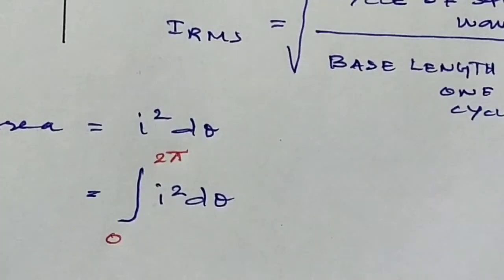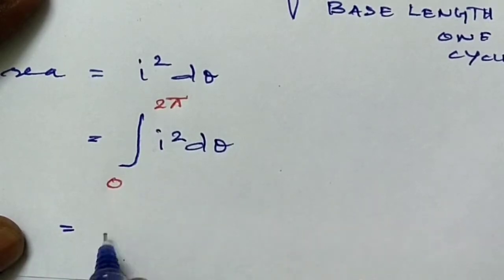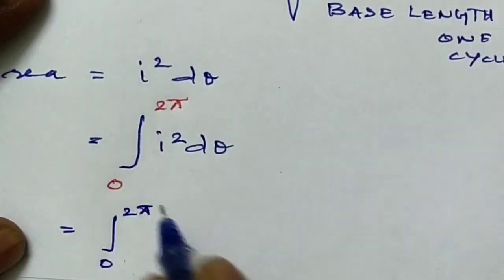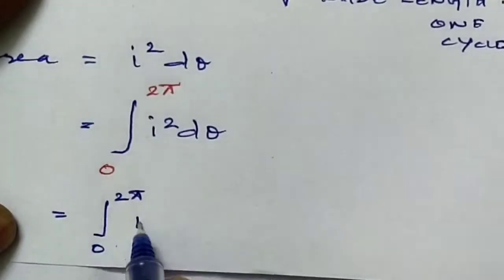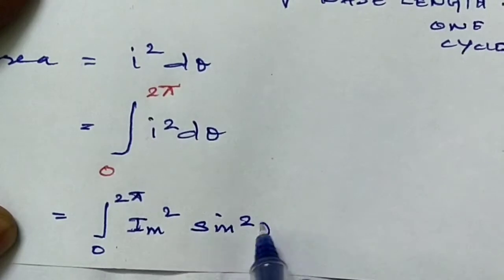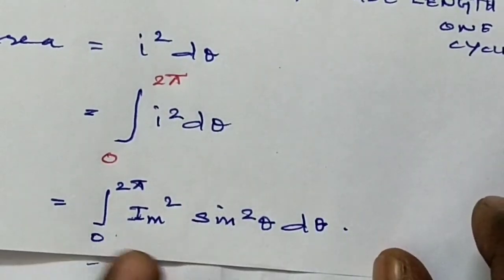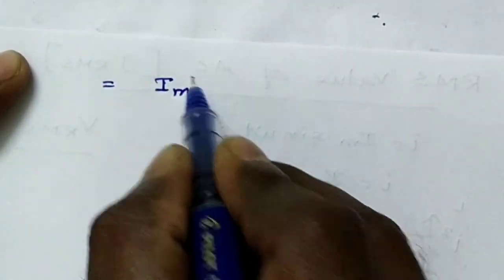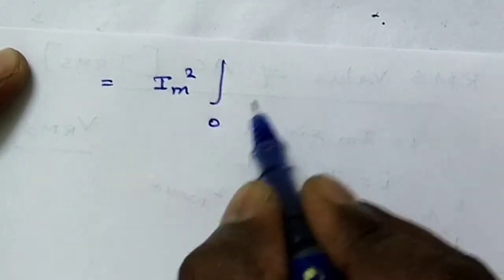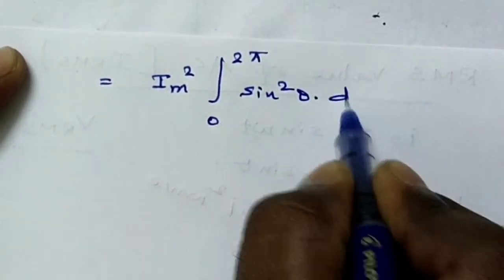Now substitute the I squared value. I is Im sin theta, so I squared is Im squared sin squared theta, integrated d theta from 0 to 2 pi. Here Im squared is a constant, so take it out of the integral. Finally, the equation is Im squared, integral from 0 to 2 pi, of sin squared theta d theta.